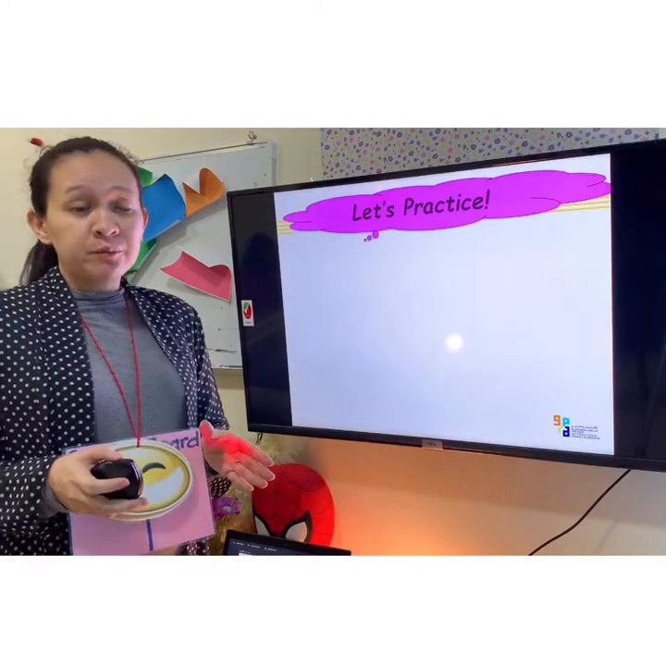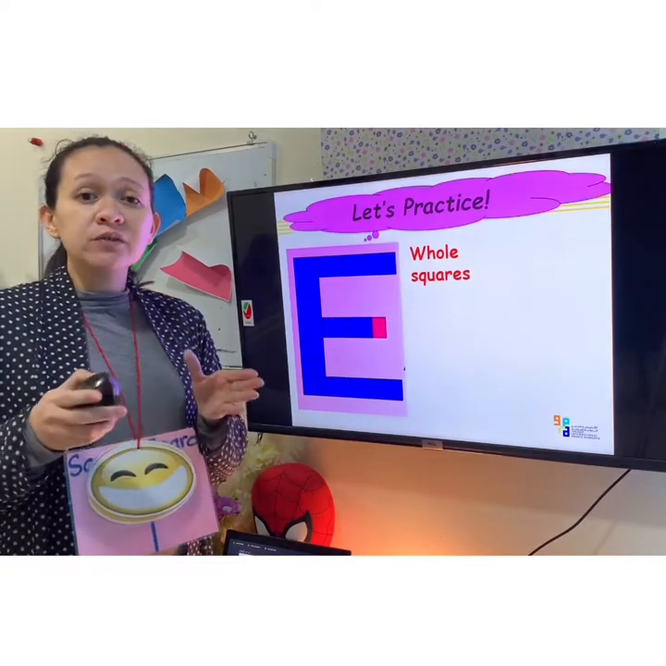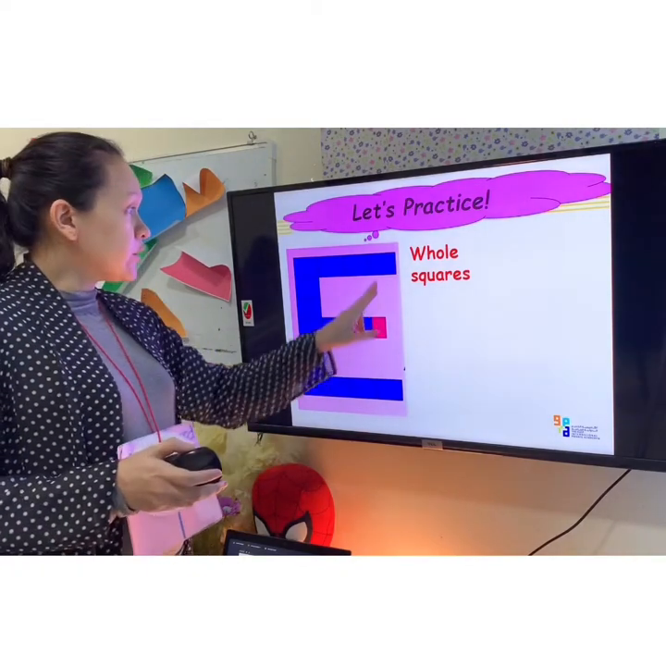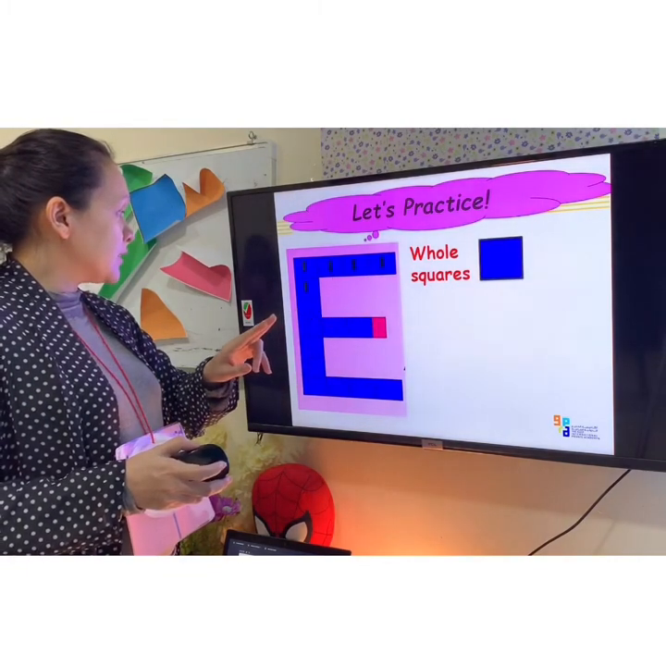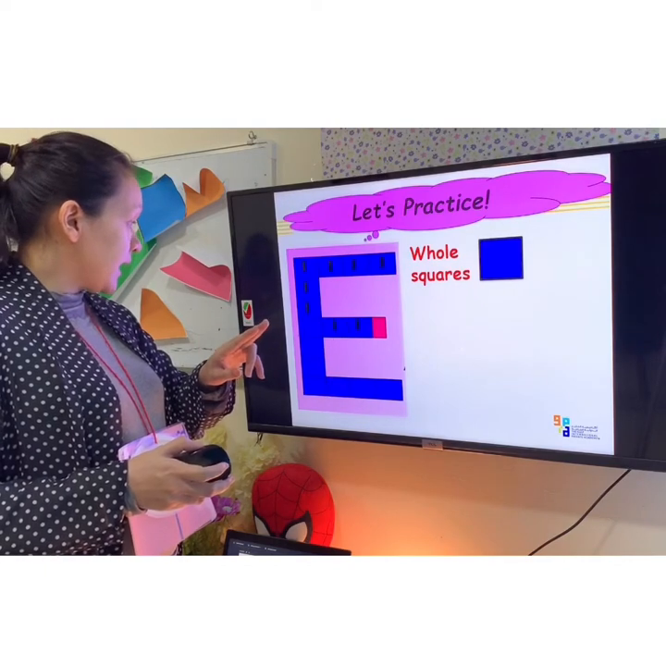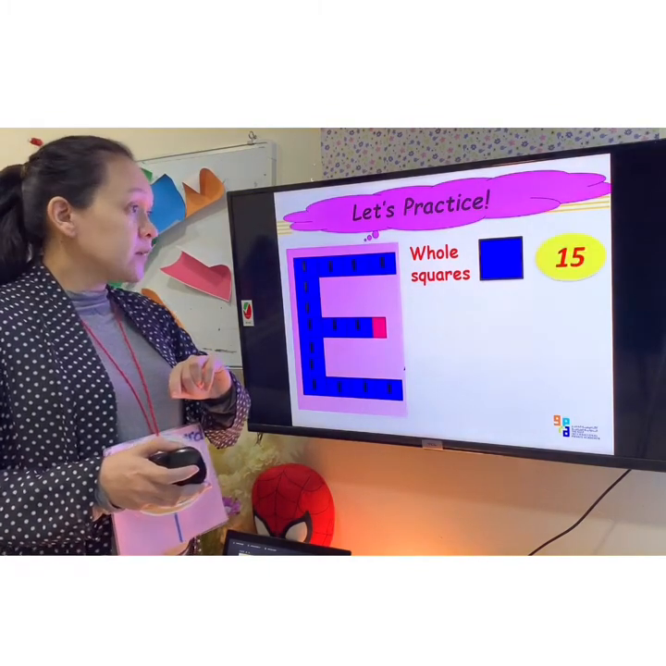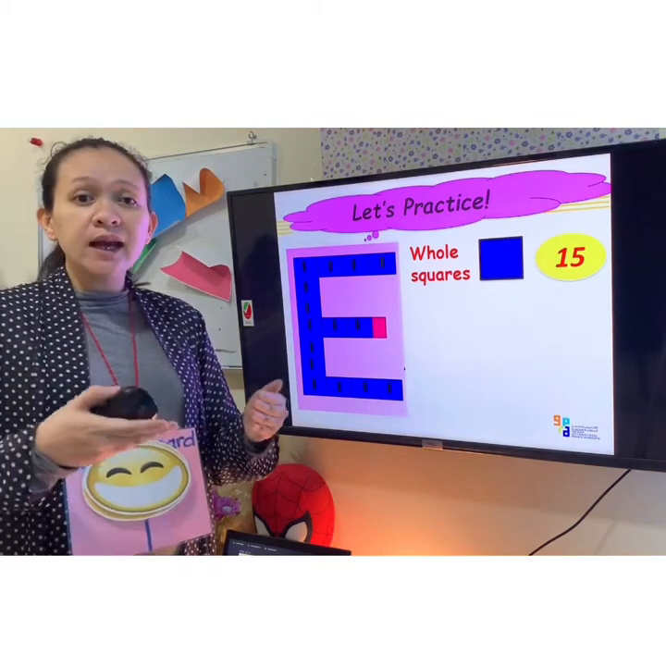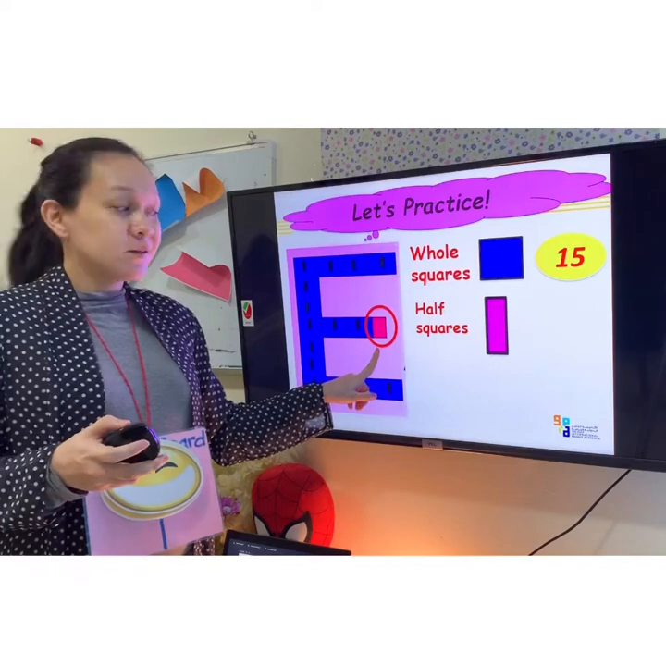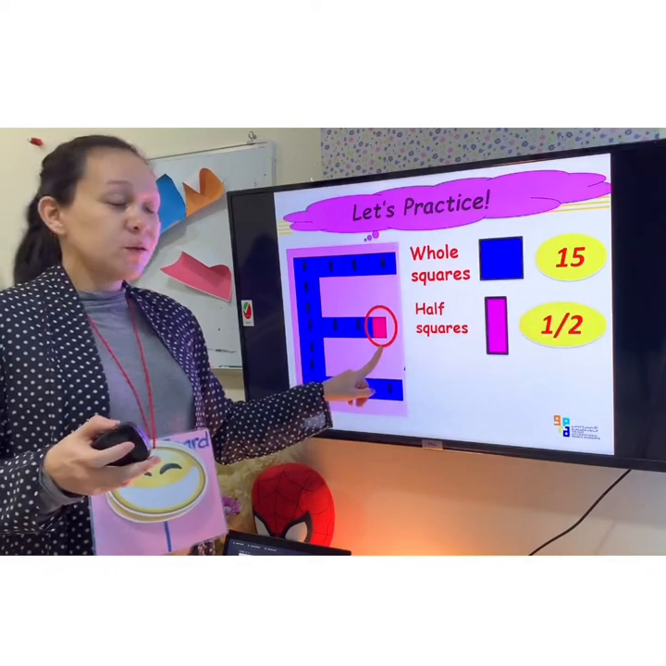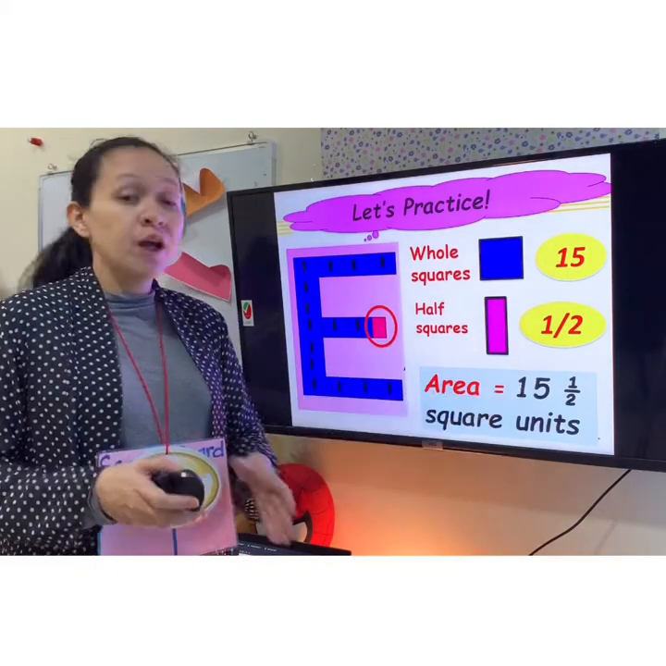Now let's move to our practice. Now we are going to get the area of this figure. Remember, you're going to get the whole squares first. So we are going to count 1, 2, 3, 4, 5, 6, 7, 8, 9, 10, 11, 12, 13, 14, 15. So we have 15 whole squares. Now let's move to half squares. We have only 1 here. So this is equivalent to 1/2. So the area of this figure is 15 and 1/2 square units.